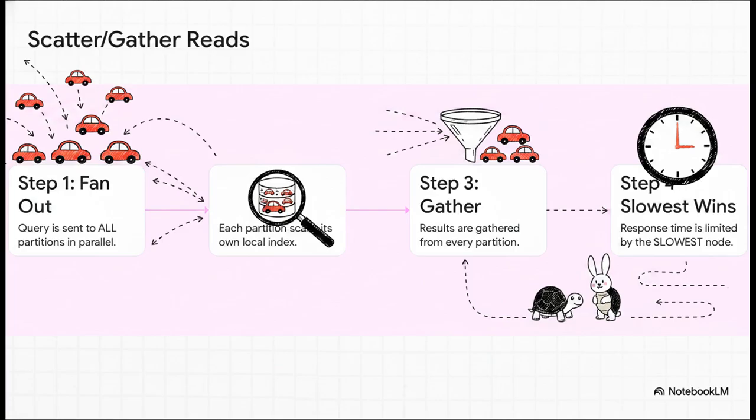This is called scatter/gather. And this is a perfect illustration of a really dangerous concept called tail latency amplification, because your query is only as fast as your slowest responding node. Just one slow machine can hold up the entire response for everyone.